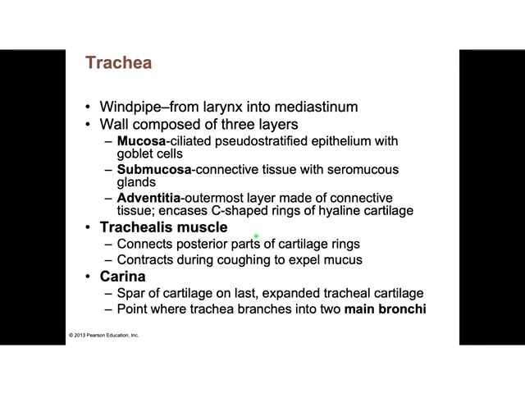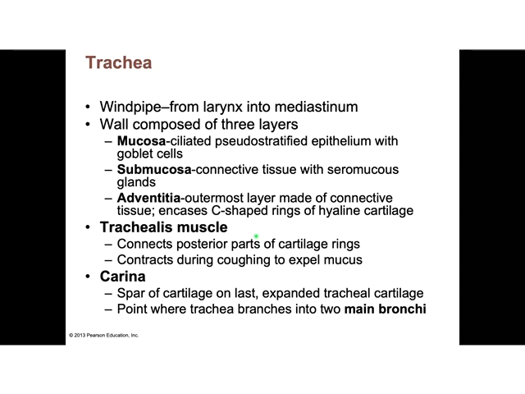mucosa to the cartilage and the adventitia, right? The adventitia is the outermost layer, contains connective tissue that encloses the hyaline cartilage that keeps the airway open. The trachealis muscle connects the back part of the cartilage rings in the trach, and it contracts when you cough, and that helps to get irritants out of the upper respiratory.